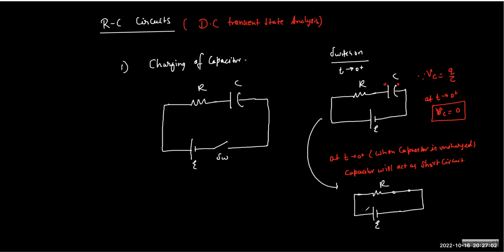So what is the current right now? Come on, what is the current in this circuit, guys? Tell me. E by R. So much time to answer this question. That's not good. The current in the circuit is E by R because it's simply an R circuit. Right now, it is not RC, it's an R circuit, and therefore the current will be E by R.